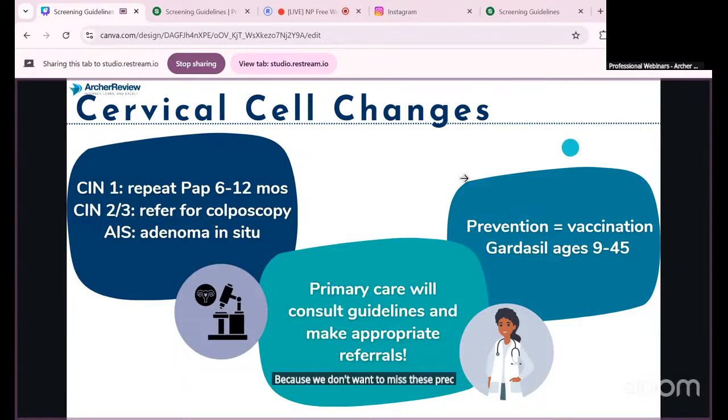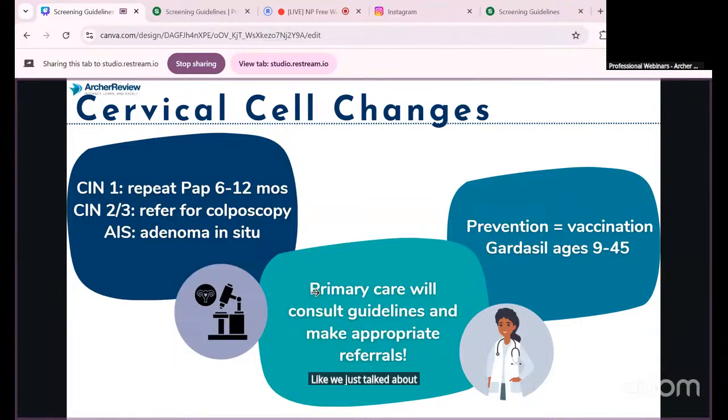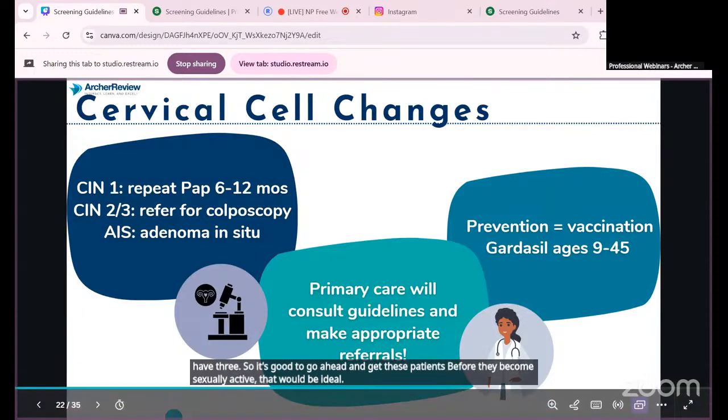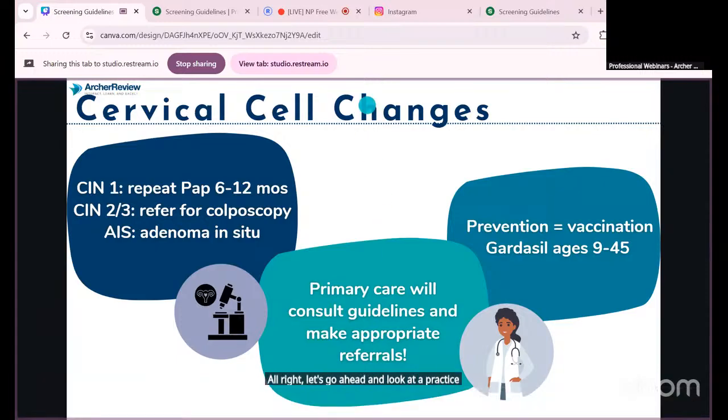And of course, we always want to offer prevention via vaccination with Gardasil, like we just talked about, starting at ages 9 to 45. And we're going to be recommending that to patients as well. If they get it younger, they only have to have 2 shots. If they get it after, I think it's 15, then they have to have 3. So it's good to go ahead and get these patients before they become sexually active. That would be ideal. All right, let's go ahead and look at a practice question for you guys.